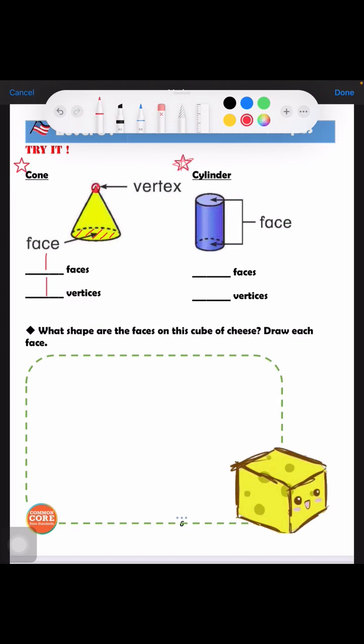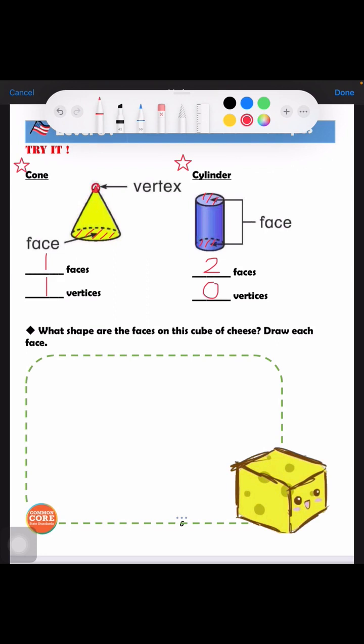And the next type is cylinder. How many faces does it have? It has 2 flat surfaces, one on the bottom and one on top. So it has 2 faces. How about the vertex? Does it have any corner? No, so it has 0 vertex. And then we take a look at the next question.